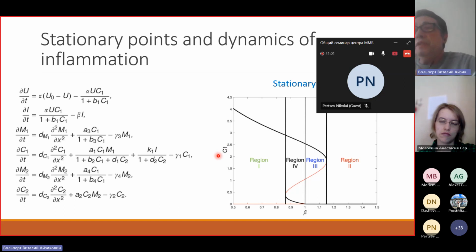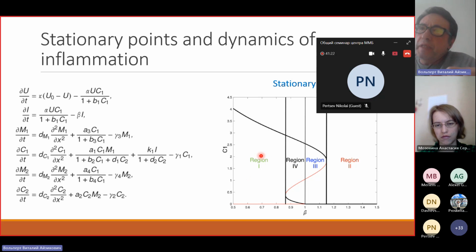So we see that there are different regions. The first region is very simple. There is only one stationary point. It is globally asymptotically stable. The concentration of inflammatory cytokines here is 0. So no disease, no inflammation, everything is good here. And this is called here region 2.